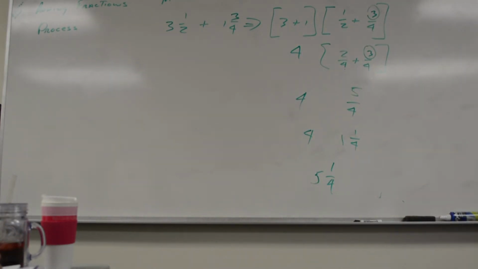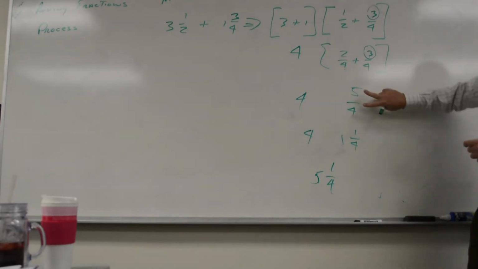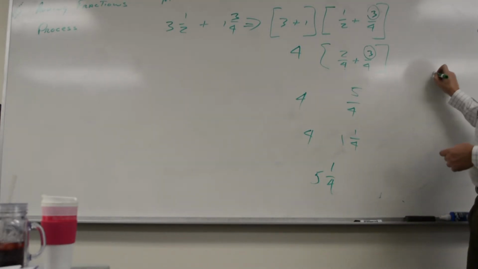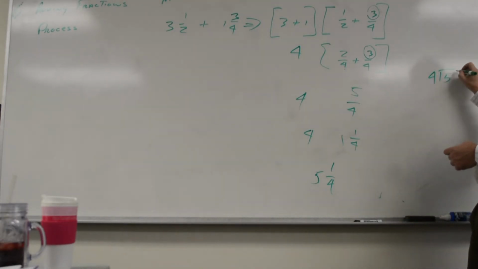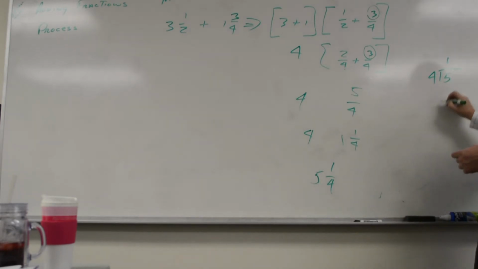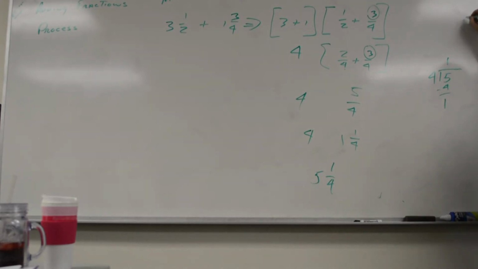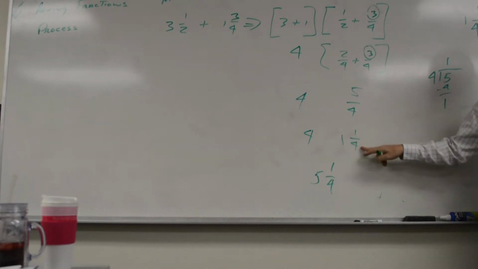How did you change that back to a mixed number? Division. I had 5 over 4, right? I divided 4 into 5. 4 goes into 5 once. So this is 5 minus 4, I'm going to get 1. This becomes the whole number, this becomes my numerator, this becomes my denominator. That's how I get the 1 1/4.